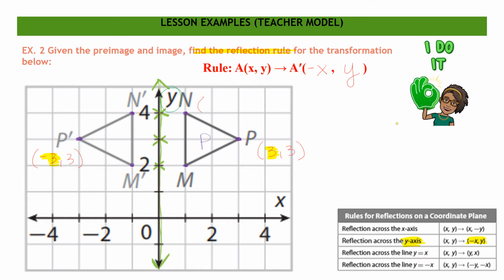So for n, I have (1, 4), and then for n prime, I have (-1, 4). For m, I have (1, 1), and then for m prime, oh sorry, that's not (1, 1), that's (1, 2). My mistake. So that's (1, 2). And then for m prime, I have (-1, 2). As you can see, for all of these other points, from the pre-image to the corresponding image, the x-coordinates have all changed signs.